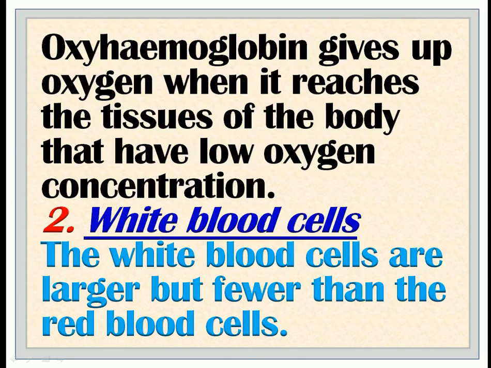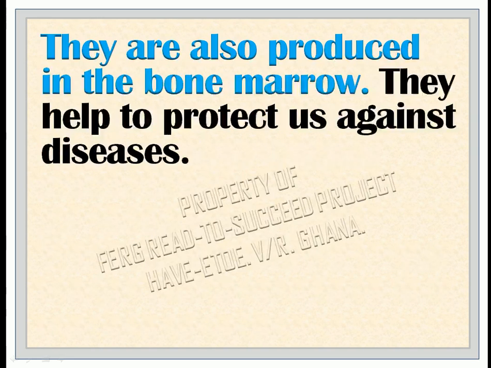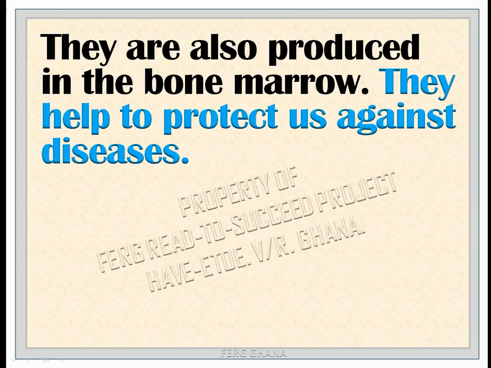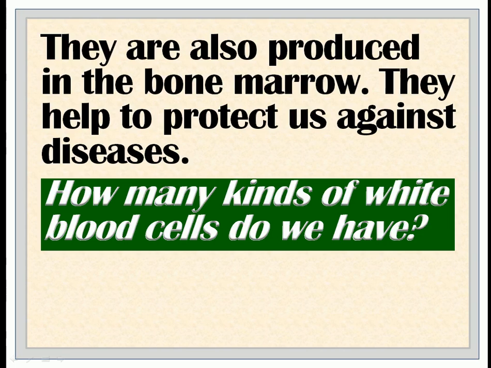2. White blood cells. The white blood cells are larger, but fewer than the red blood cells. They are also produced in the bone marrow. They help to protect us against diseases. How many kinds of white blood cells do we have?